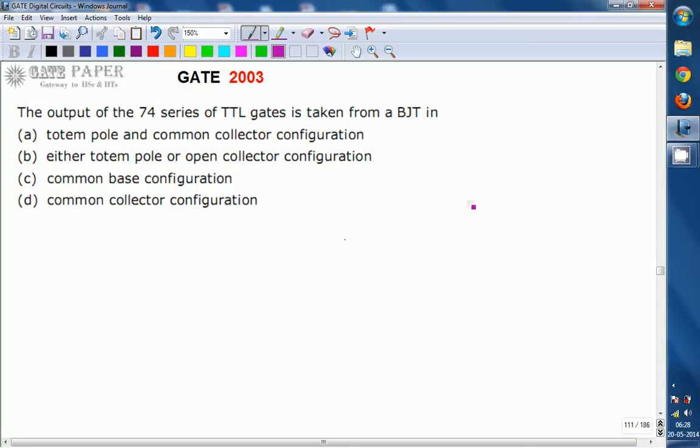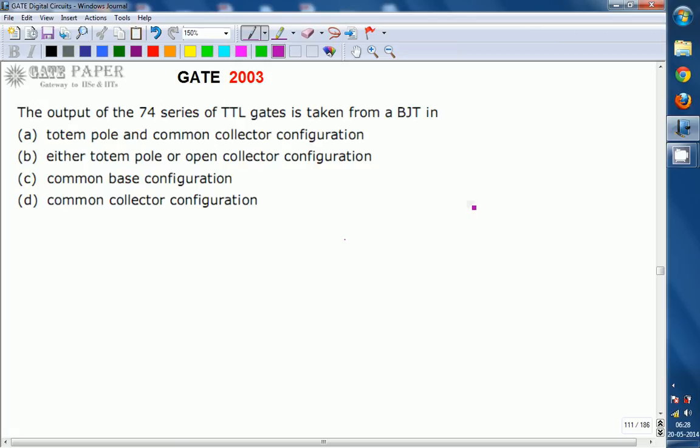Hello, we are discussing the GATE 2003 ECE paper, and the topic we are discussing is digital circuits. The output of 74 series TTL gates is taken from a BJT in: A. Totem pole and common collector configuration, B. Either totem pole or open collector configuration, C. Common base configuration, D. Common collector configuration.